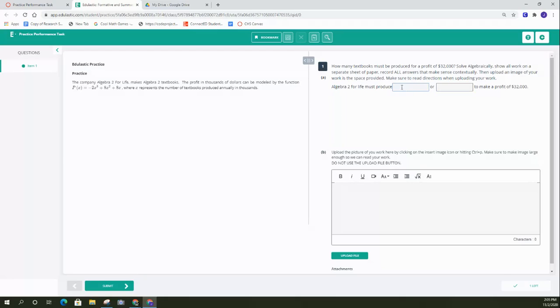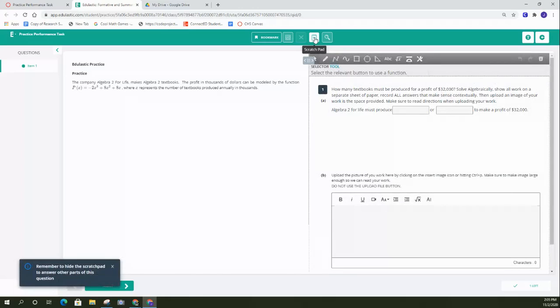We're going to type in our answers here, but then we're going to take a picture of our work, save it to our Google Drive or our hard drive on our computer, and upload the picture here, following the directions. To do this work mathematically, I want you to do it on a separate sheet of paper. You guys can see I'll use the scratch pad here as I do the work.